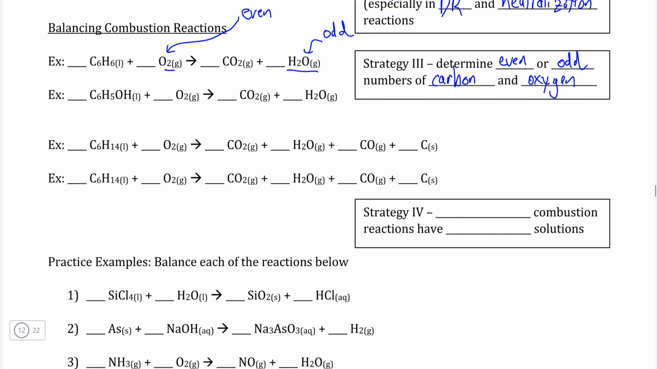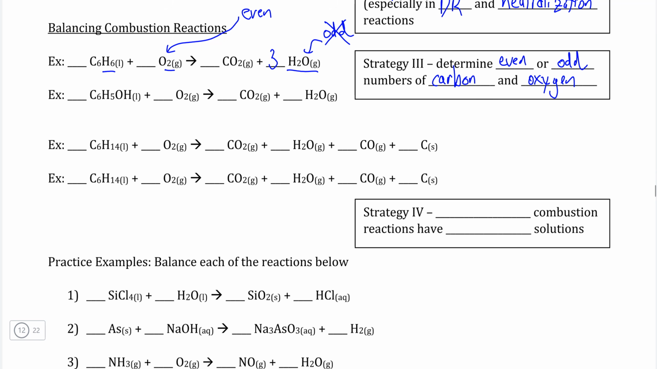Now, because odd numbers cannot evenly divide into even numbers, it is physically impossible for us to balance oxygen if we have an odd number of oxygens on this side. And we can see that this will be a problem if we try balancing hydrogen. So we have 6 hydrogen here in our reactants, and if we try balancing hydrogen with a 3, since 3 times 2 is 6, then we end up with an odd number of oxygen, which will never be able to balance against the reactants.